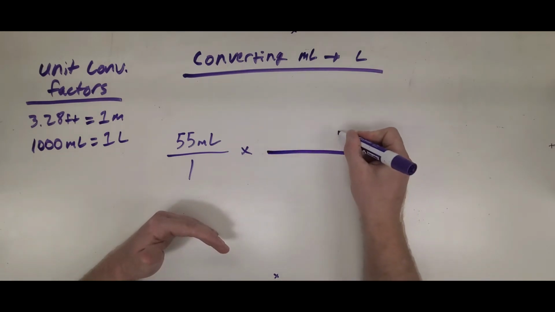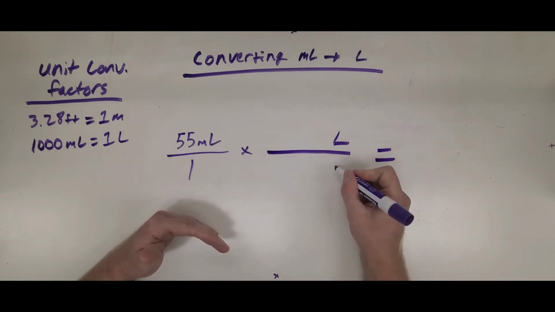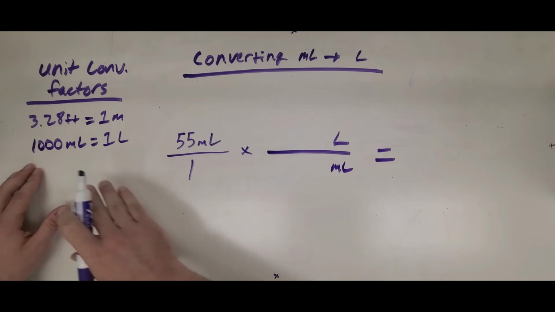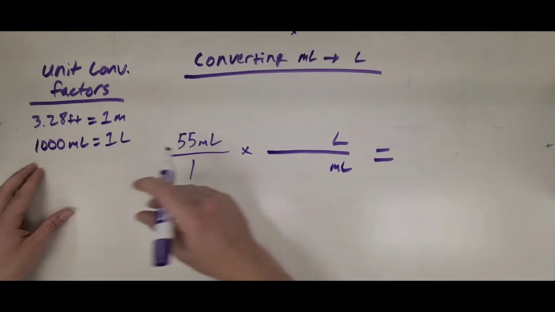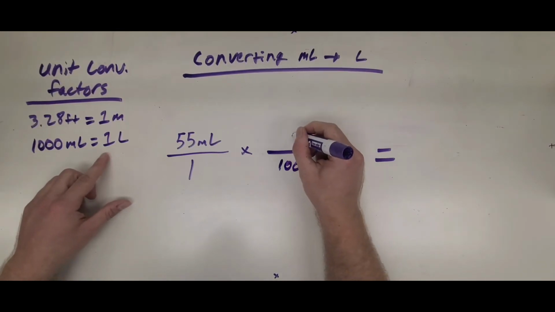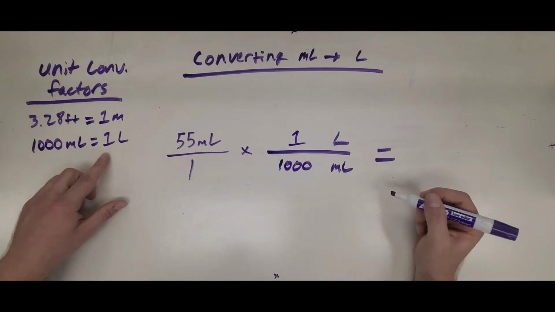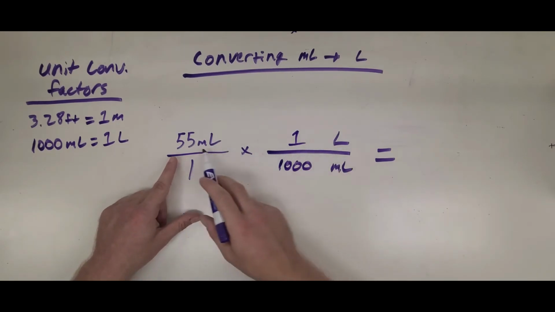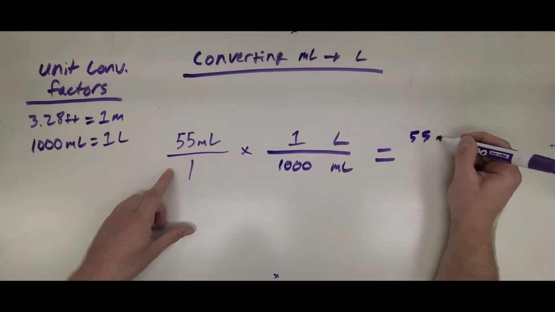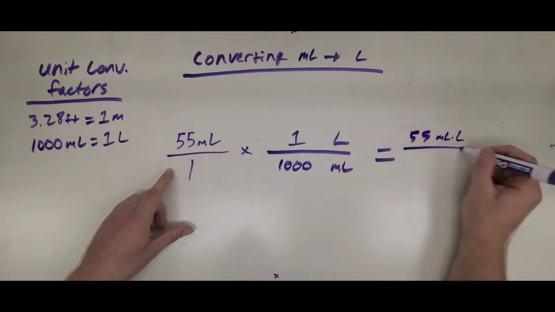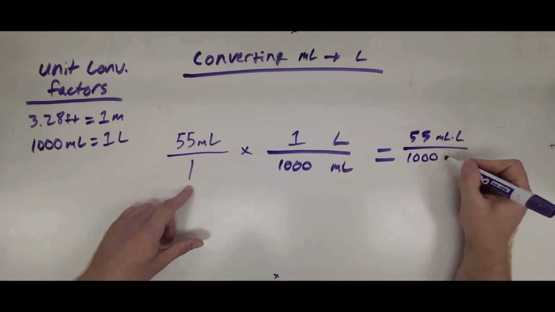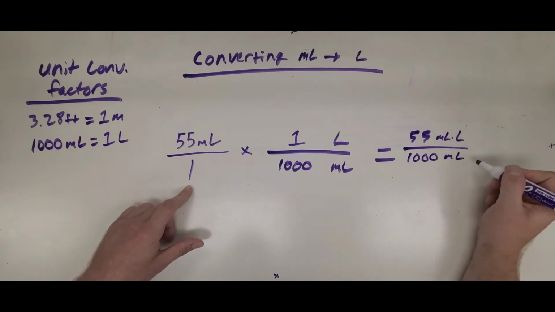That is our desired units that we want and our starting units on the bottom. In this case, our unit conversion factor that we just happen to have handy for us, there are 1,000 milliliters in every 1 liter. Figure this out, just multiply through again. 55 times 1 gets us 55. That is liters over 1,000 milliliters. Okay, we're not done yet.